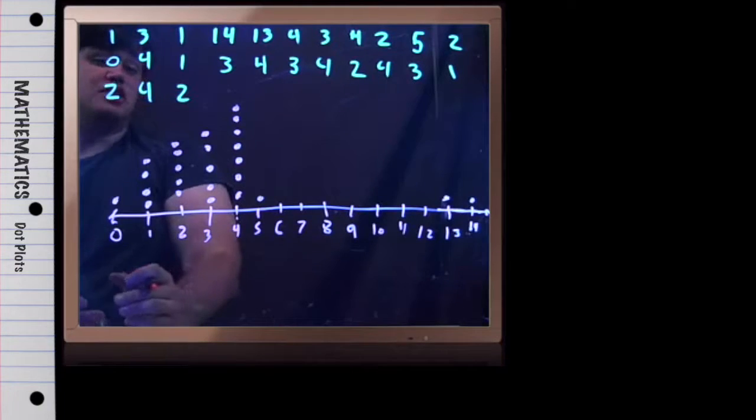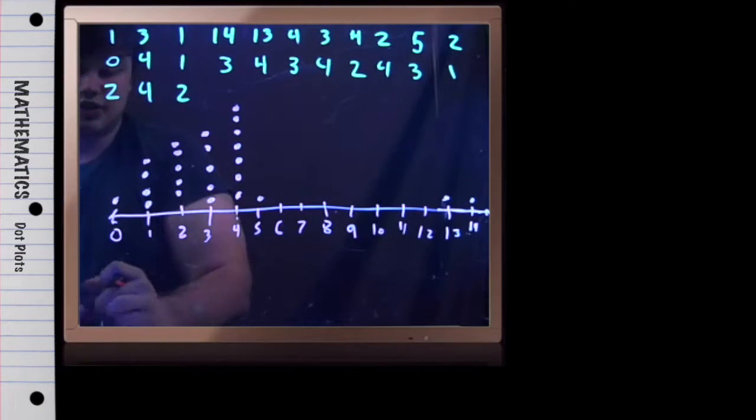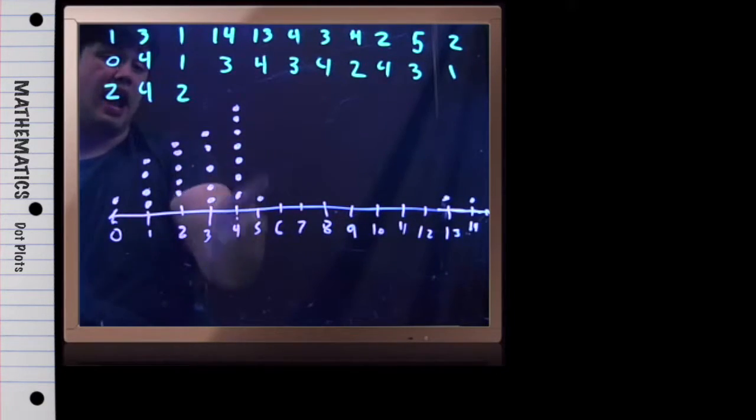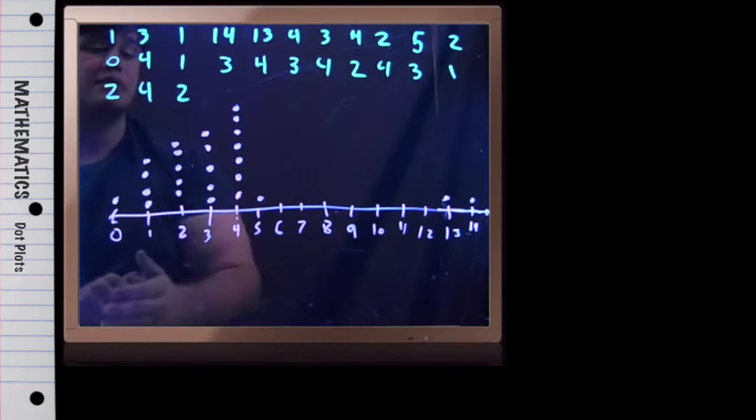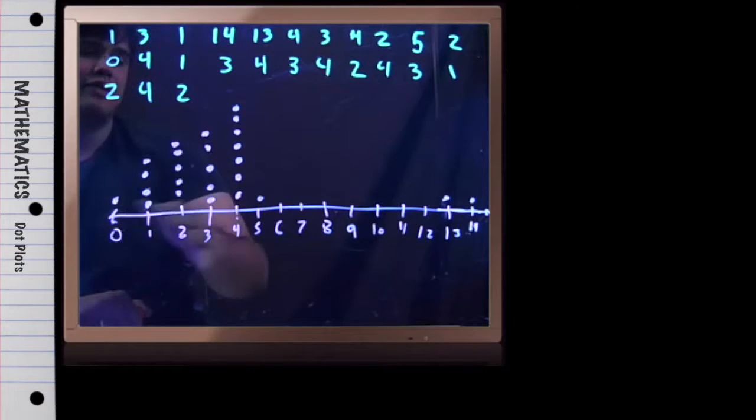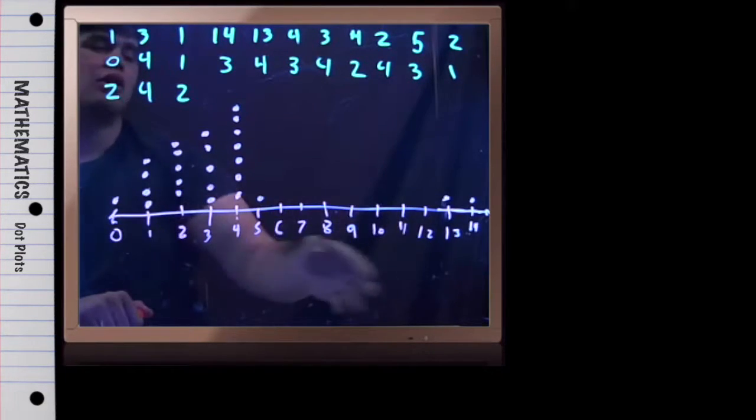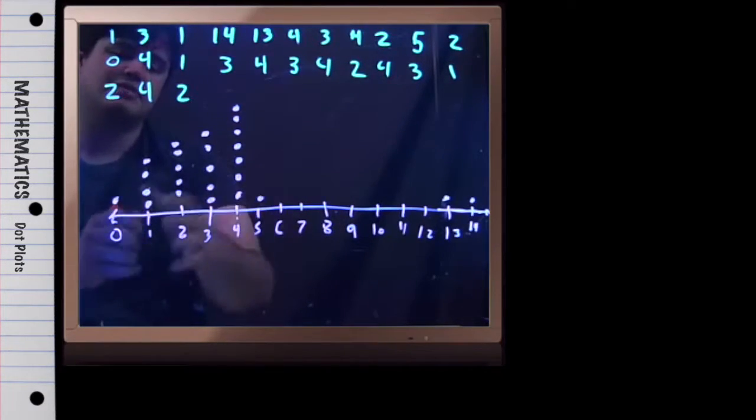So now that we've finished the dot plot, we can go ahead and see what this looks like. As you can see, the number that had the largest amount of dots above it, the one that showed up the most frequently, is the 4. And the numbers that showed up the least frequently were the 0, the 13, and the 14. Then we had some numbers in between.